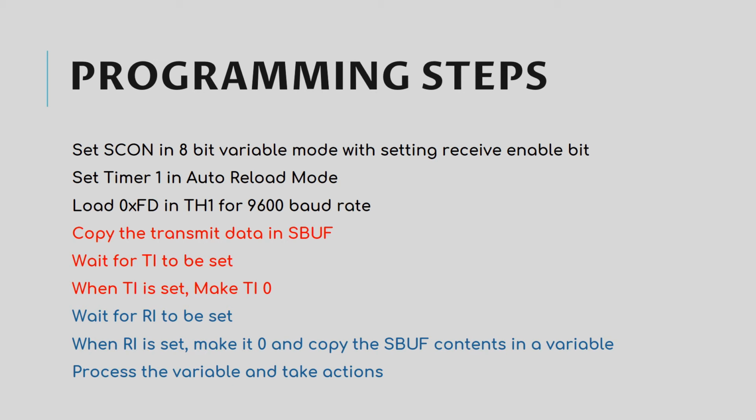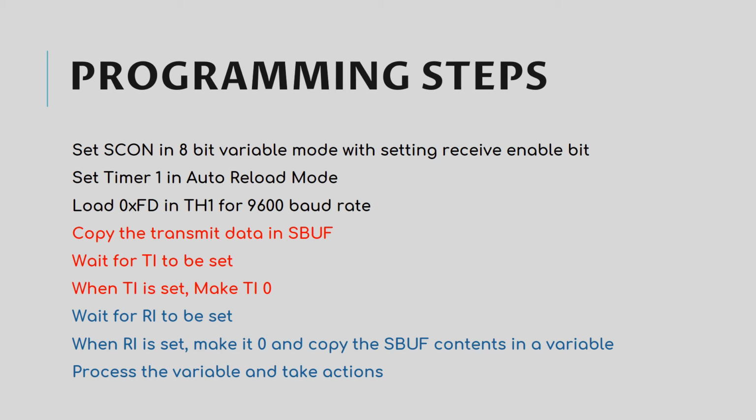The black steps are the general purpose ones. The red ones are for transmission and the blue ones are for reception. You first have to set the SCON in 8-bit variable mode with the receive enable bit set. Then you have to set timer 1 in auto reload mode, so you need to put a value in TMOD. Then you have to load 0xFD in TH1 for 9600 baud rate.